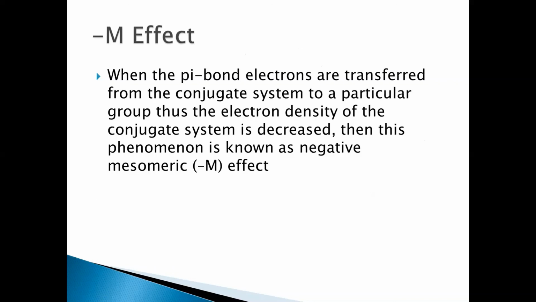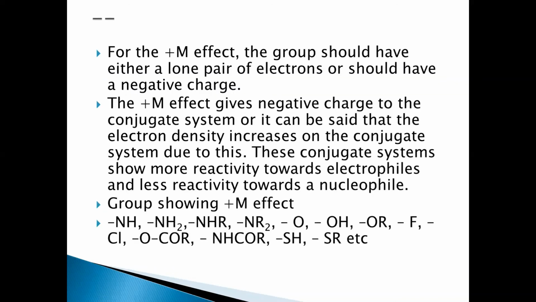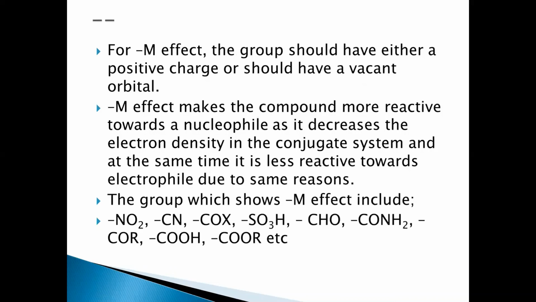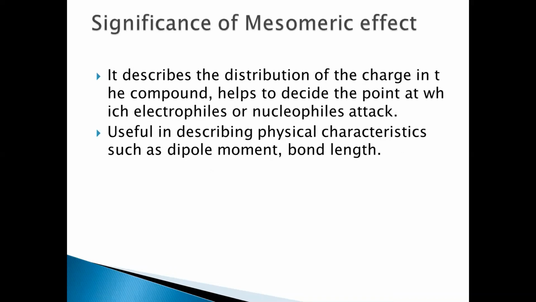For the plus M effect, the group should have a pair of electrons or a negative charge. For the minus M effect, the group should have a positive charge or a vacant orbital. So electron withdrawing groups produce the minus M effect, and electron releasing groups produce the plus M effect. So the mesomeric effect decides the physical characteristics and all this.